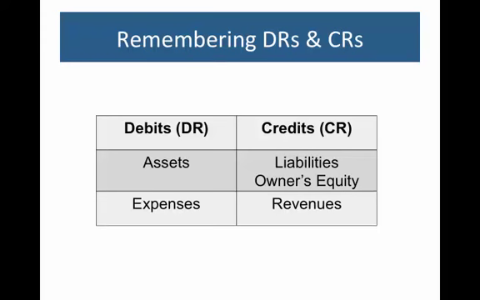And then when you go to our other video, when we look at your income statement or your statement of comprehensive income, your revenues are going to be credits because they increase owner's equity, and your expenses are going to be debits because they decrease owner's equity.